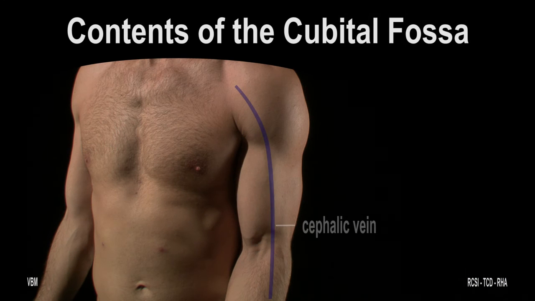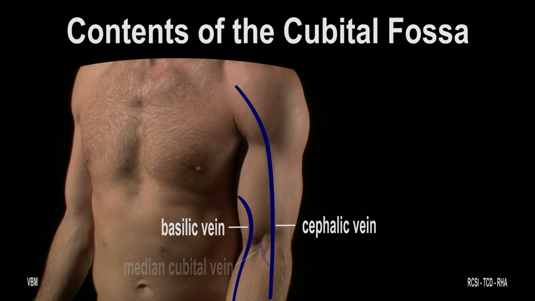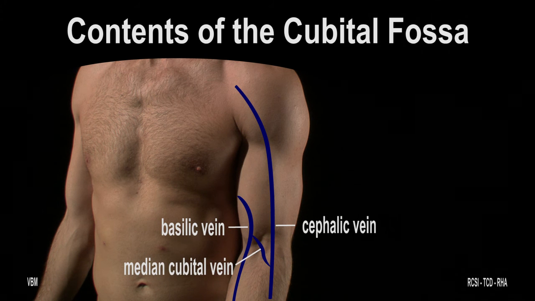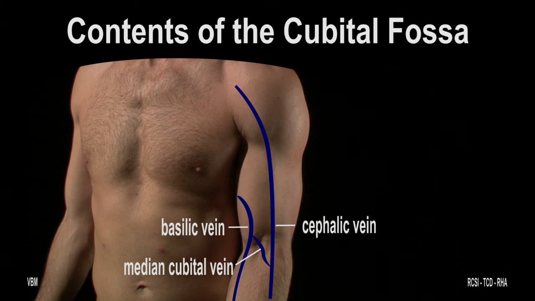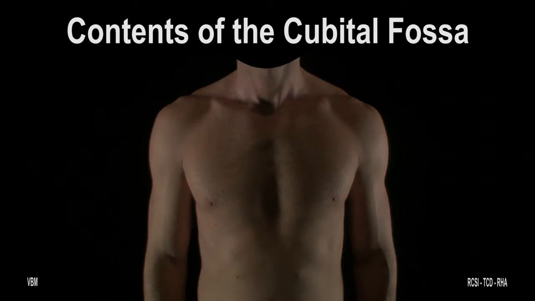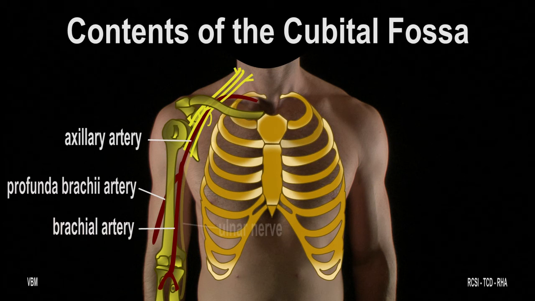Superficially, the cephalic, the basilic, and the median cubital veins are visible in the subcutaneous fascia overlying the cubital fossa. The cubital fossa is often the site for peripheral venous catheterization. The ulnar nerve passes behind the medial epicondyle of the humerus and can be rolled here against the bone. A fracture of the medial epicondyle of the humerus can damage the ulnar nerve.